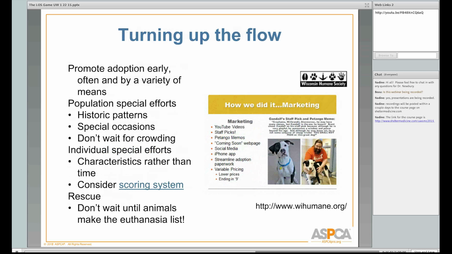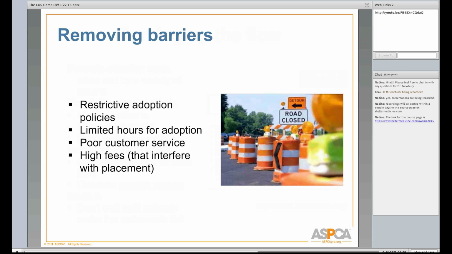Turning up the flow is incredibly important, and that's something I want to spend a little bit of time talking about. People often say, well, okay, but if we were going to save more lives, then we would need more adoptions. And we say, well, sure, you do. A huge part of that is marketing, and a huge part of it is also removing the barriers that get put in place. We find that there are restrictive adoption policies, limited hours, poor customer service or high fees. All of these things can really get in the way of opening the tap to let that flow run through.